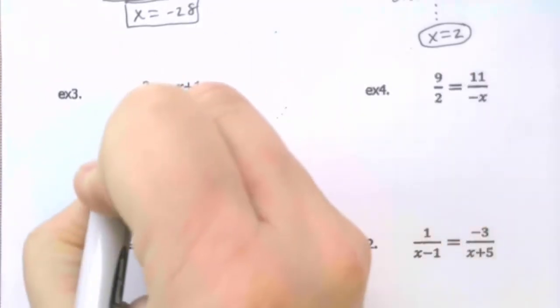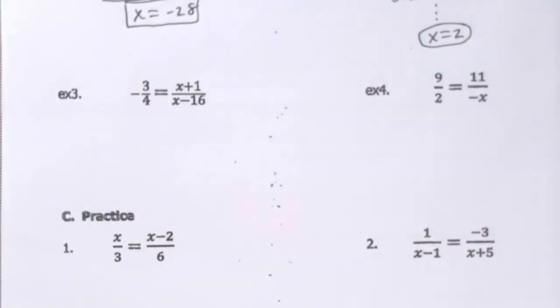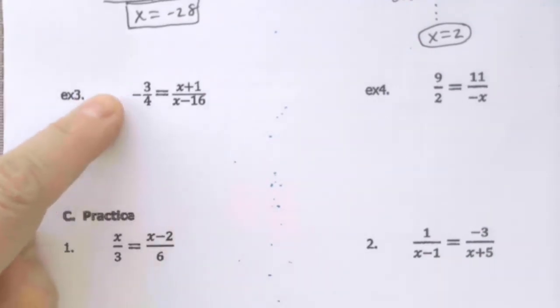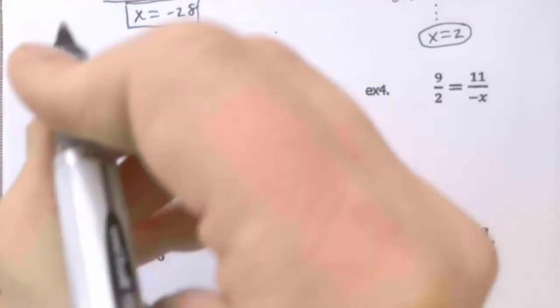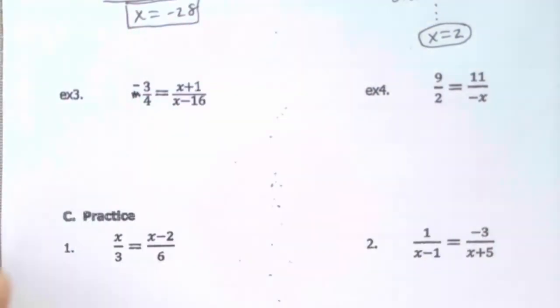This negative, by the way, looks like it's in front of the fraction. There's actually no such thing as front in math. There's either numerator or denominator. There is no sideinator. So when you see a negative like this, it actually goes to the top. There is no front. So that's really a negative 3 over 4.